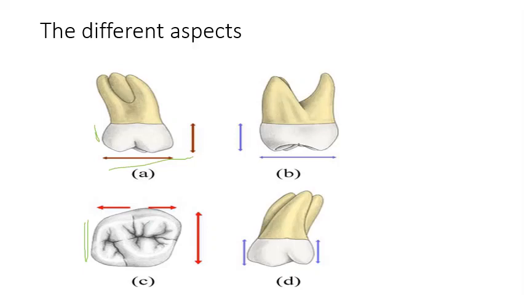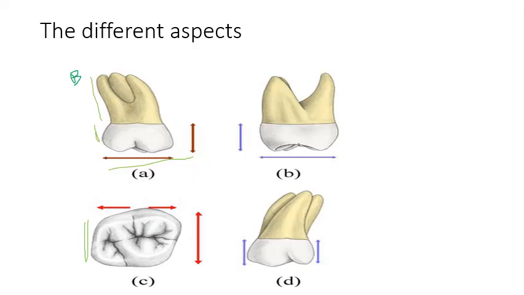So here are different views in this slide. As you can see, this is the buccal view. I will write it as a B. In the buccal aspect, we can see that it is narrower occlusogingivally and mesiodistally than the maxillary first molar, but the root dimension is more or less the same as that of the maxillary first molar.